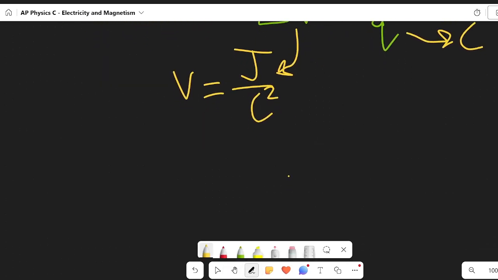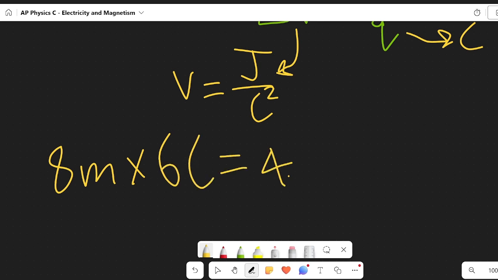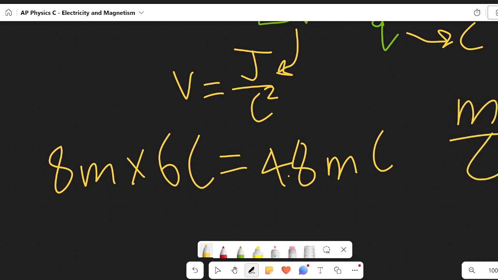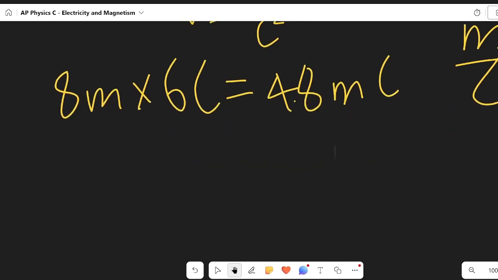So now, basically the rules of unit analysis are that if we have multiplication, right? For example, if you have 8 meters times 6 coulombs, this will combine into 48 meter coulombs, right? So the units combine here. And of course, if we're doing division, it'll go like 1 over. So for multiplication and division, the units just combine. You multiply the magnitudes, combine the units.